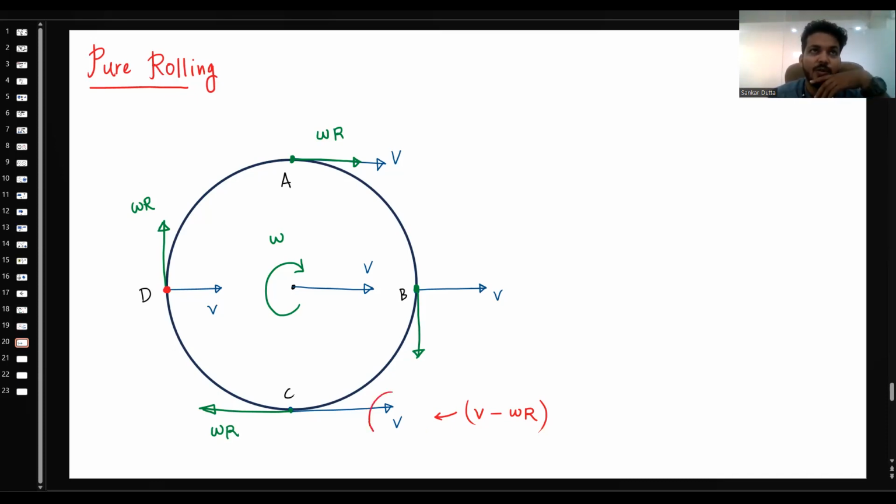So what's going to happen? There is going to be V, but there is not going to be omega R. Why? Because the wheel will not be rotating because we have put the brakes on. But the wheel will slip forward because there is not enough friction. So in that case, V will be greater than omega R.